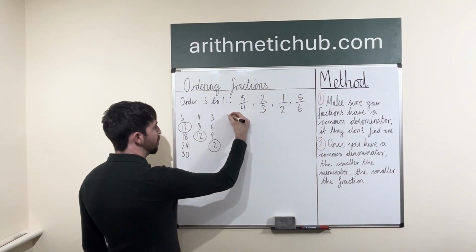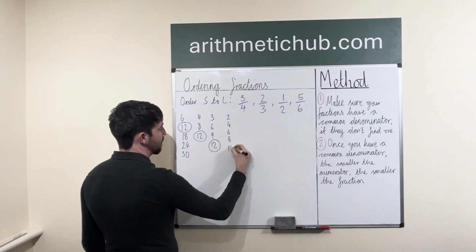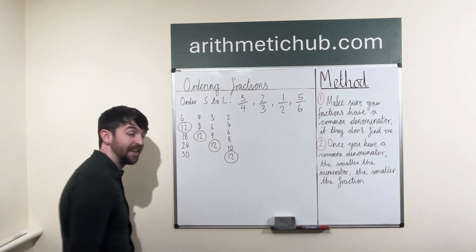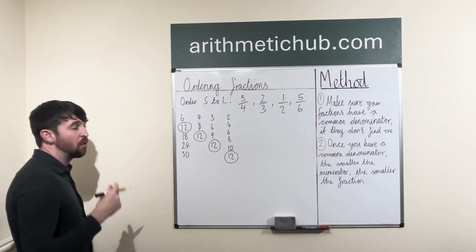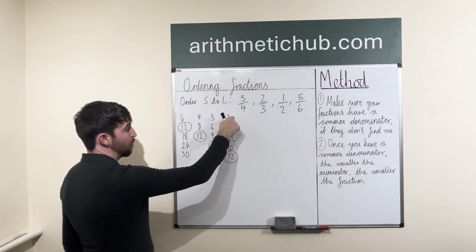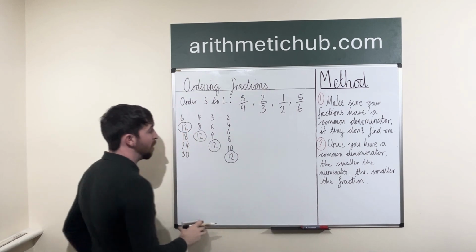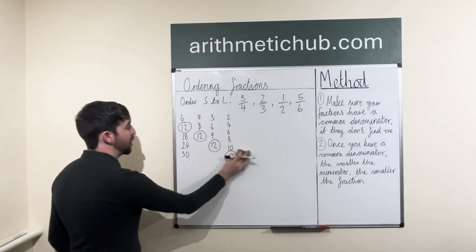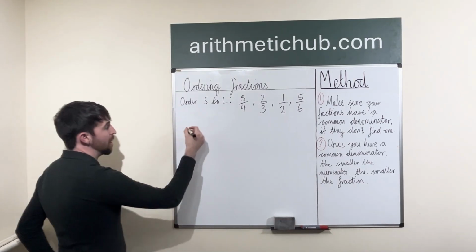Is 2 going to be a factor of 12? 2, 4, 6, 8, 10, 12. Yes, it is. Now, I knew 12 was even. I didn't need to do that with 2. So, what I can see, though, is that 2, 3, 4 and 6 are all factors of 12. So our common denominator could be 12, couldn't it? So, now what I need to do is write them out.